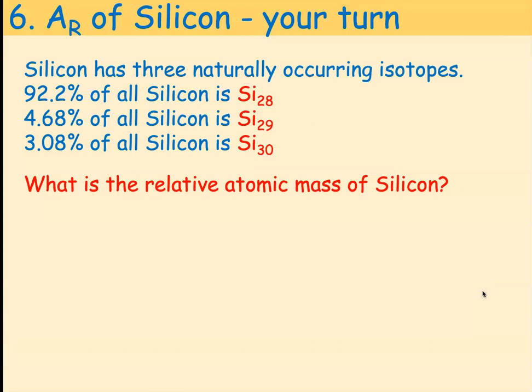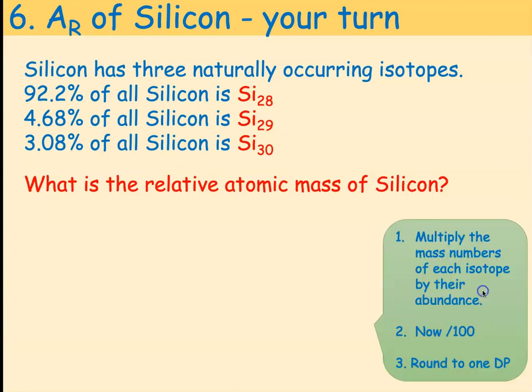Okay, last example. Silicon has 3 naturally occurring isotopes. 92.2% of all silicon is silicon-28. 4.68% of all silicon is silicon-29. 3.08% of all silicon is silicon-30. What is the relative atomic mass of silicon? Now you can either pause the video now and try and do it without your instructions, or here's the instructions and you can try from now.